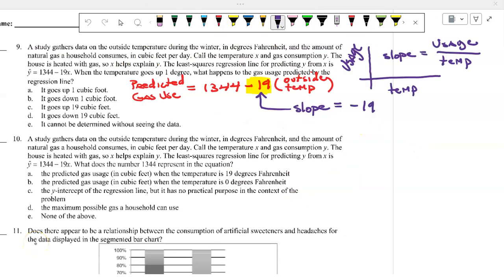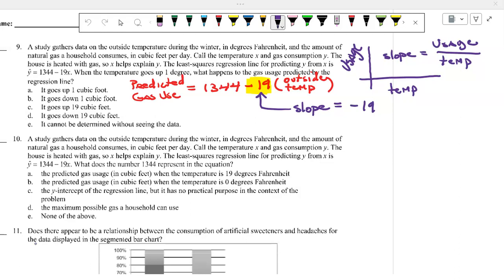All right, so a study gathers data on the outside temperature during the winter in degrees Fahrenheit and the amount of natural gas a household consumes in cubic feet per day. Call the temperature X and the gas consumption Y. The house is heated with gas, so X helps explain Y. So X is our temperature, that would go on the X axis. Y is our response, which is the vertical axis.